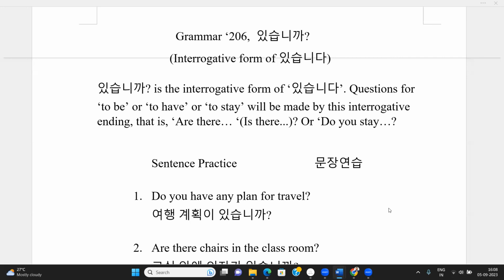Please scroll down. One second, one second. I'll do one thing.